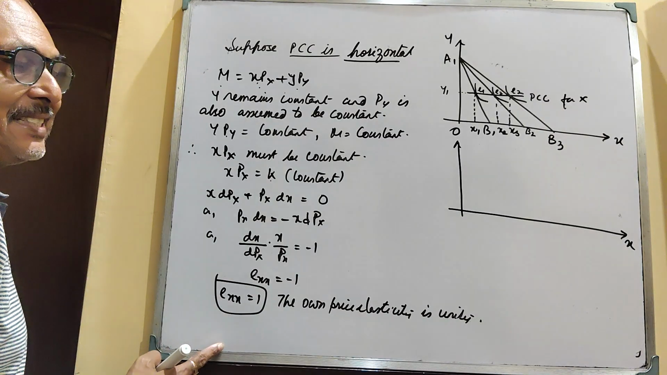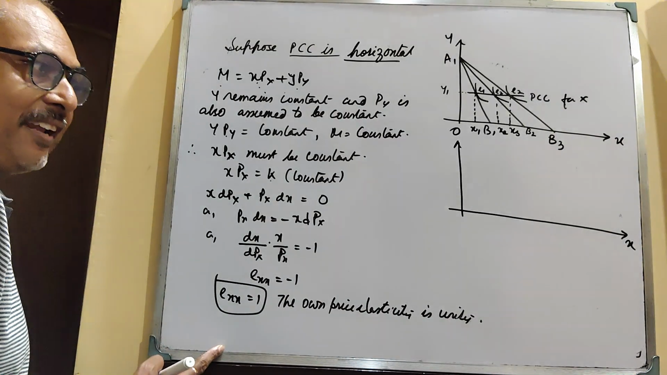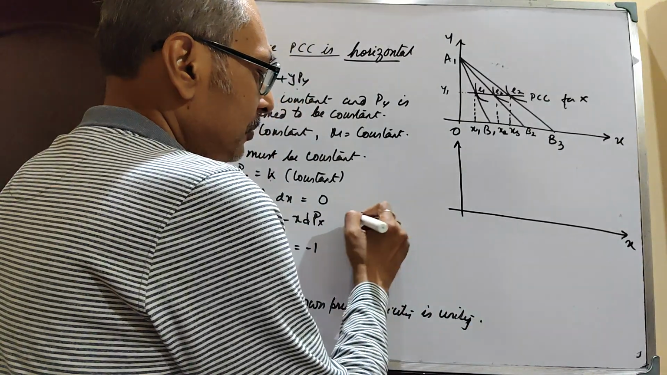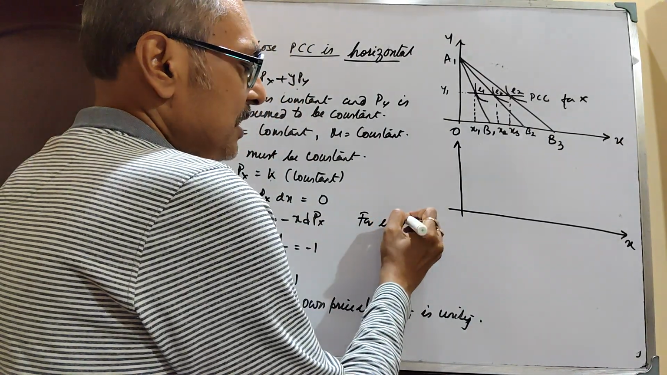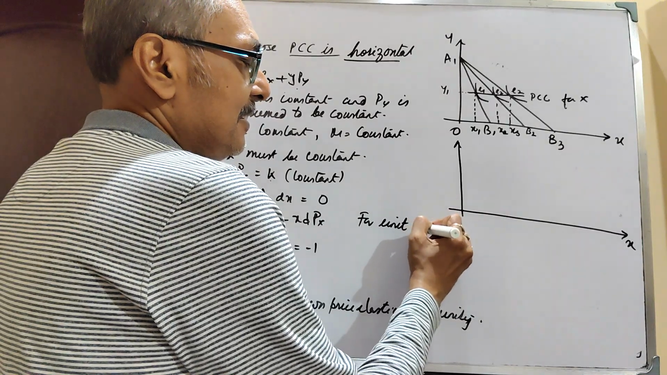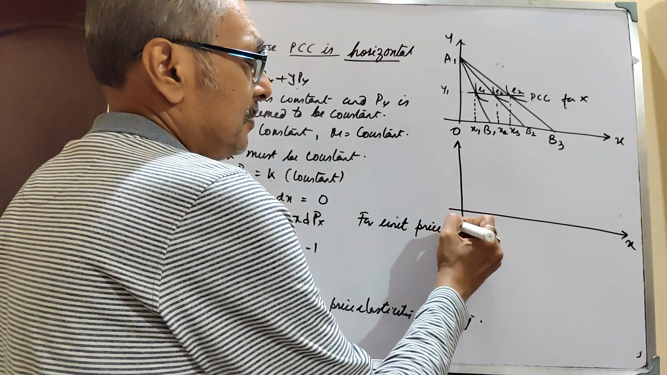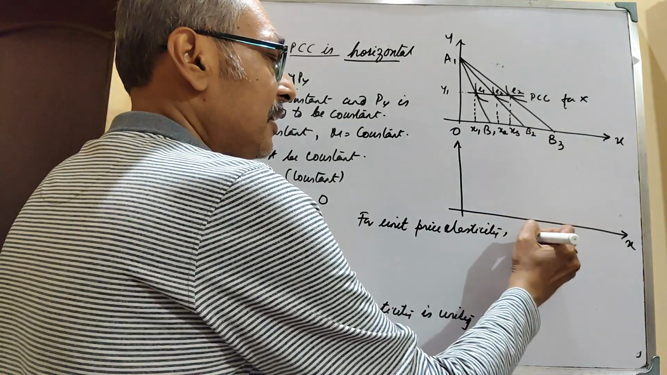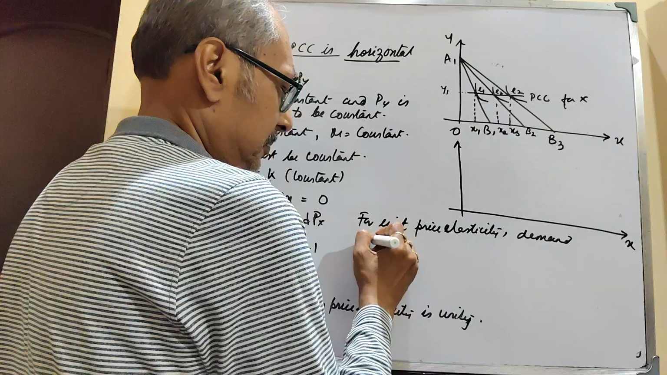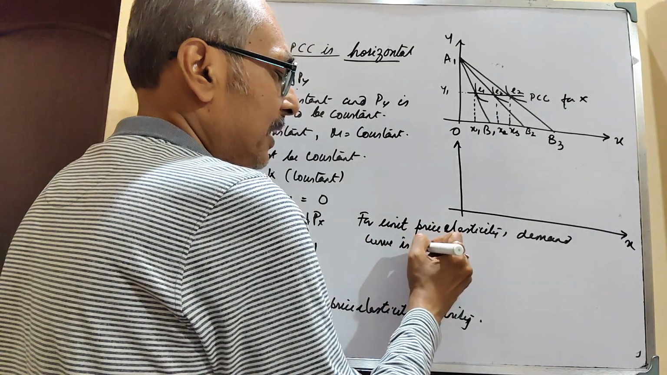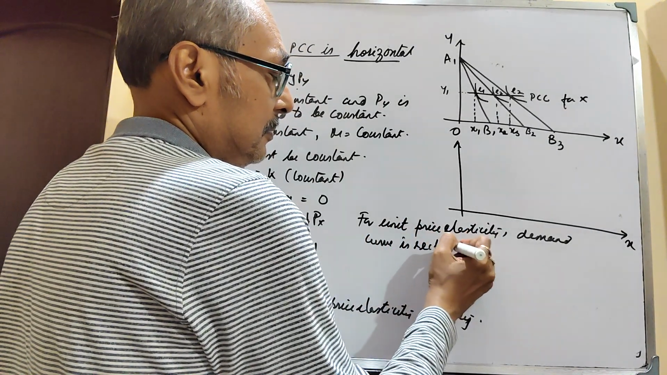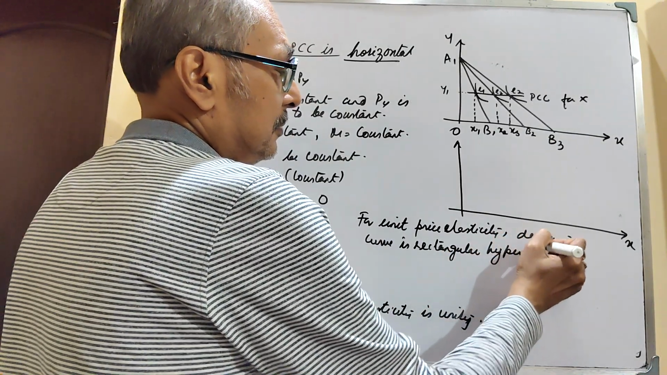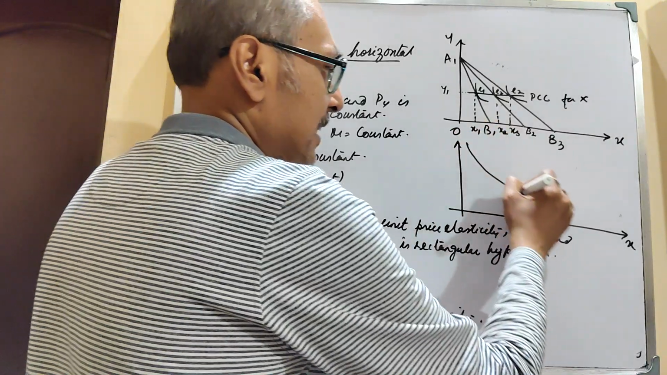When the own price elasticity is unity, the demand curve is a rectangular hyperbola. This we know. For unit price elasticity, the demand curve is a rectangular hyperbola. I am drawing a rectangular hyperbola.